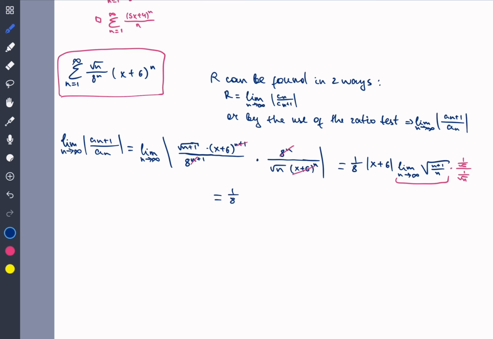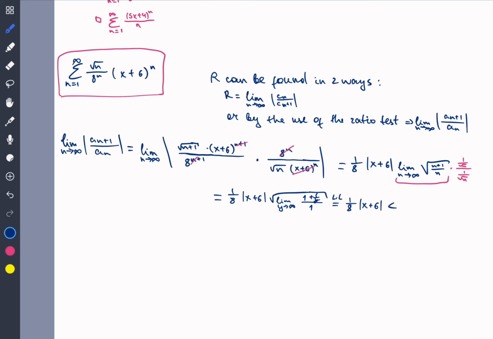So this equals 1 over 8 times the absolute value of x plus 6 times, we'll take the limit inside the square root, because square root is a continuous function. And here I'll just change the variable. So we have limit y tends to infinity of 1 plus 1 over y over 1, and by the limit laws is just 1 over 8 times the absolute value of x plus 6.